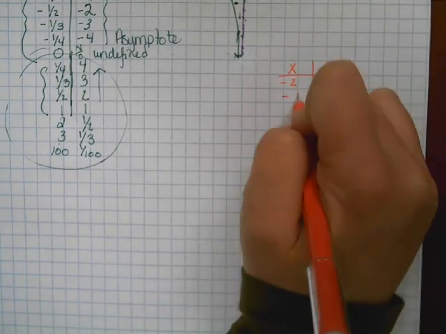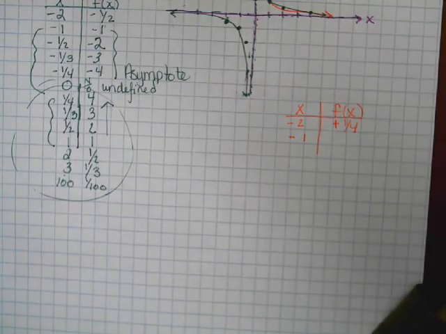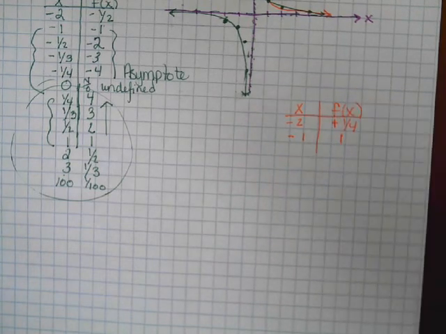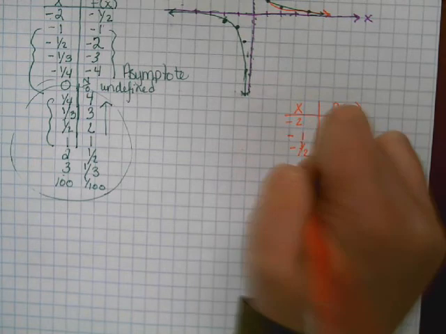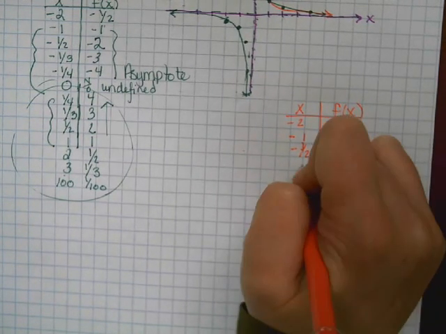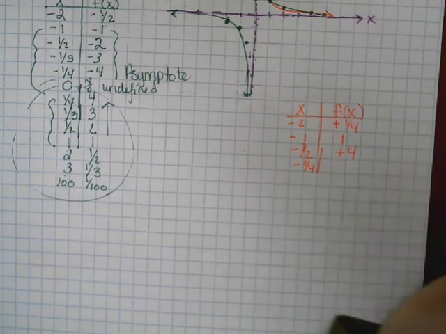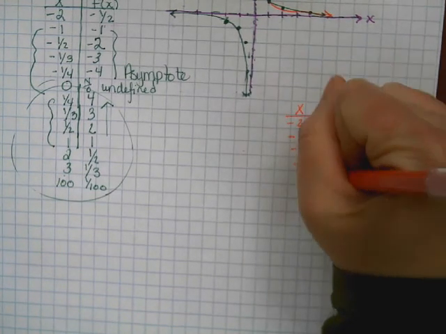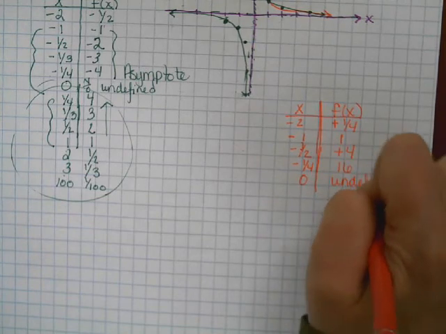So when x is negative 2, f of x is negative 1/4. Right? When x is negative 1, f of x, I'm sorry, I'm squaring it. It's positive 1/4. When x is negative 1, I have a positive 1. When x is negative 1/2, I have a positive 4. When x is negative 1/4, I have a positive 16. Right?